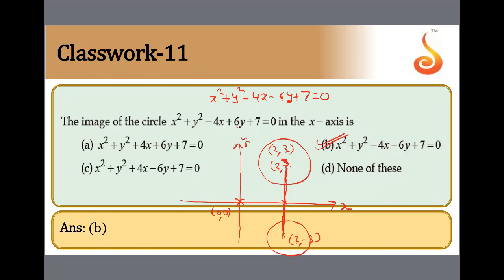So, the image of a circle with respect to the x-axis. Again I repeat, the image of the center will change. The center is (2, -3). So the image of (2, -3) with respect to the x-axis will be (2, 3). So the center will be (2, 3). The radius will be the same. So what is happening? 2 is not changing, minus 3 becomes plus 3. So plus 6y will become minus 6y. Simple.